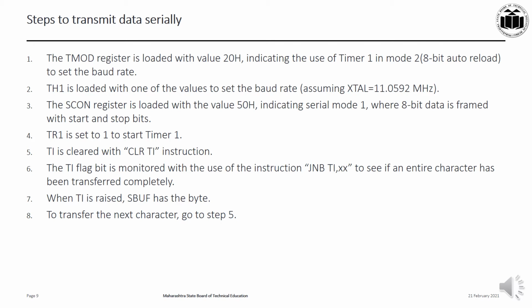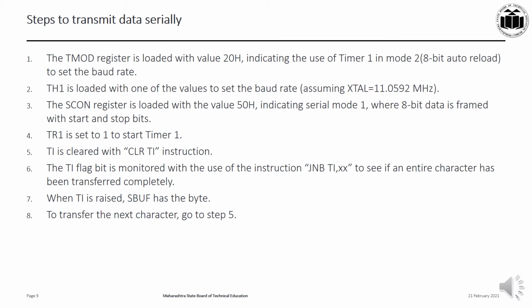First of all, we load the TMOD register with value 20H, which indicates the use of timer 1 in mode 2 to set the baud rate. After that, we load TH1 with the value to set the baud rate from the table shown in the previous slide. The SCON register is loaded with 50H, indicating serial communication mode 1, which has 8-bit data framed with start and stop bit, and REN is enabled.